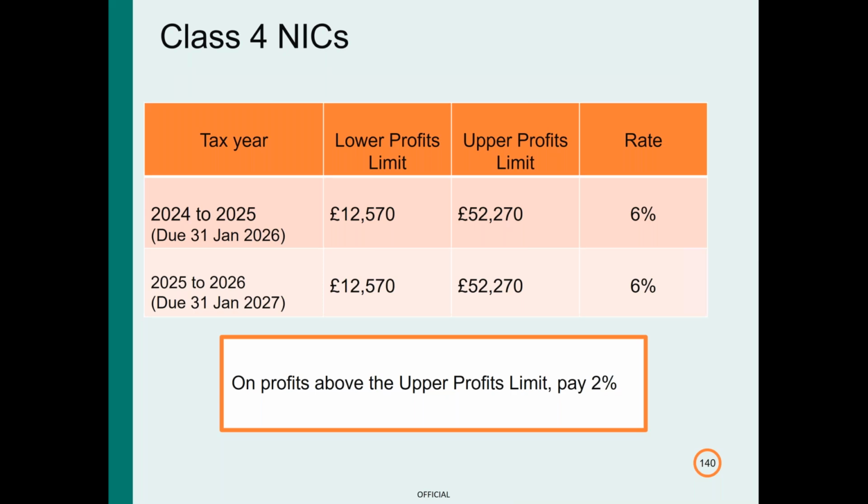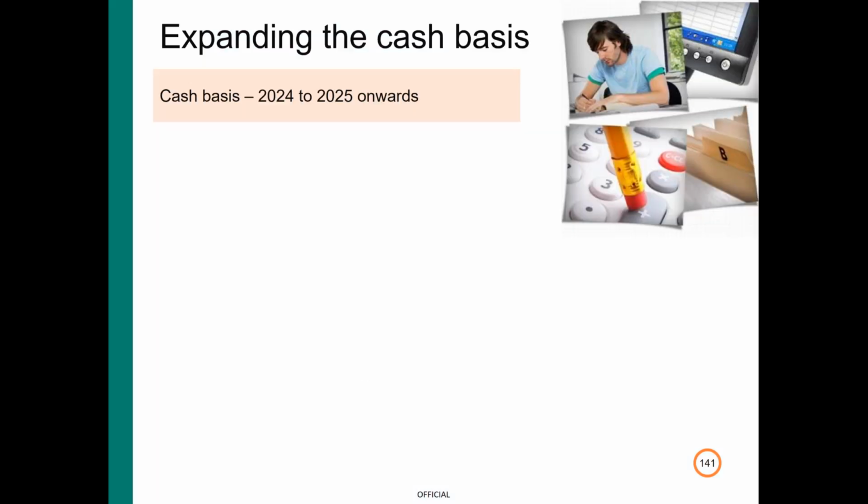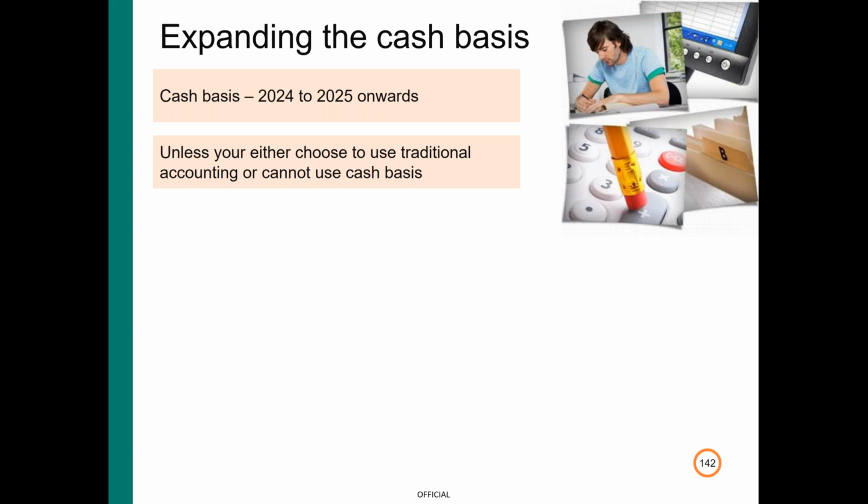We'll now move on to look at expanding cash basis. If you're a sole trader or partner, cash basis is the default way to work out your income and expenses for the tax year 2024 to 2025 onwards. This applies unless you either choose to use traditional accounting or cannot use cash basis. If either of these apply, you must opt out of cash basis by ticking the opt-out box when you file your self-assessment tax returns each year.